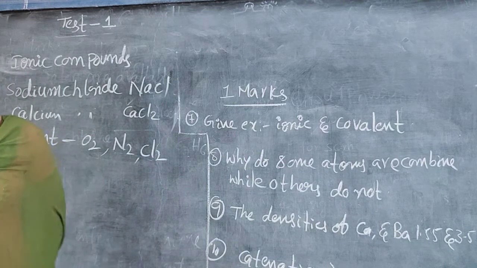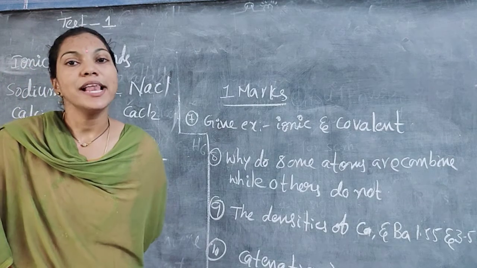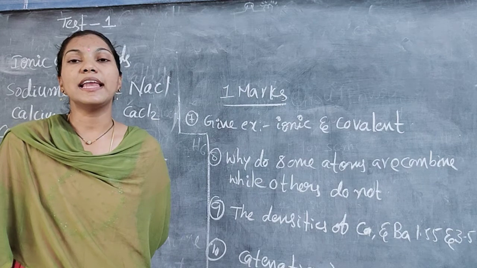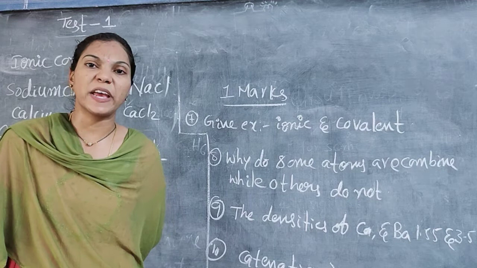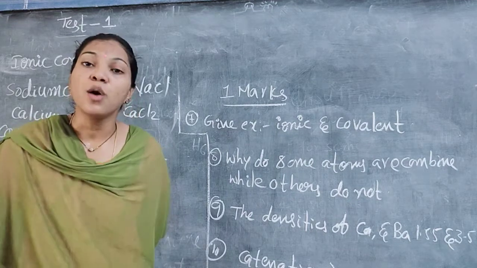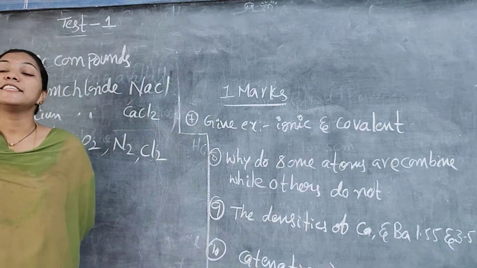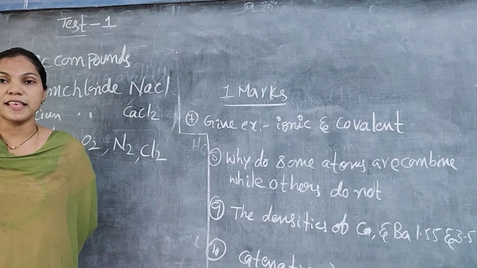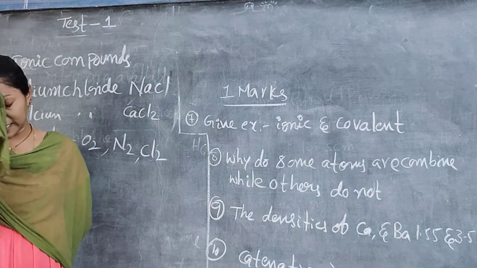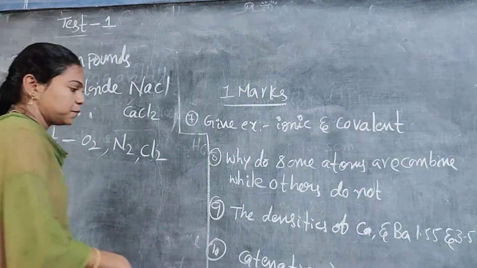The atoms which have 8 electrons in their outer shell do not combine together. Atoms which have fewer than 8 or fewer than 2 electrons combine together and are involved in bond formation for getting stability. You have to remember, stable elements do not participate in bond formation. Unstable elements are involved in bond formation. Okay? Yes. That is the answer for 1 mark.